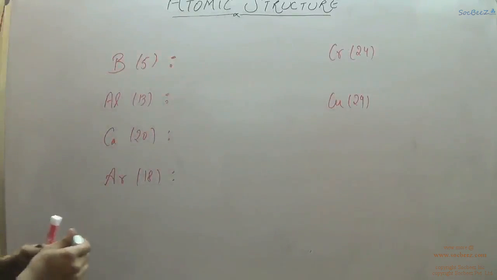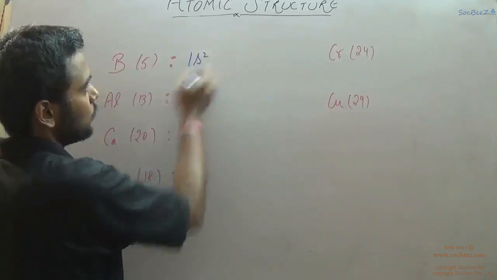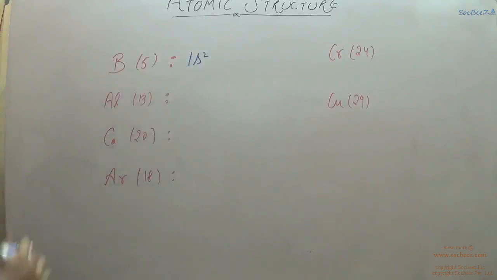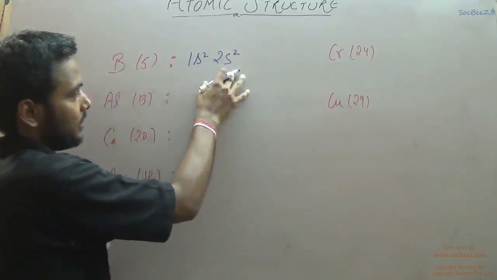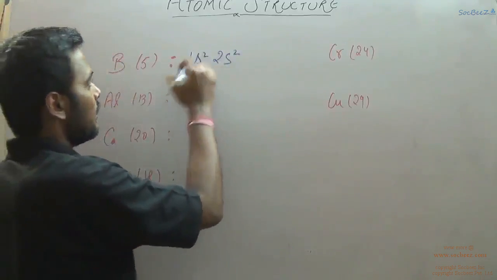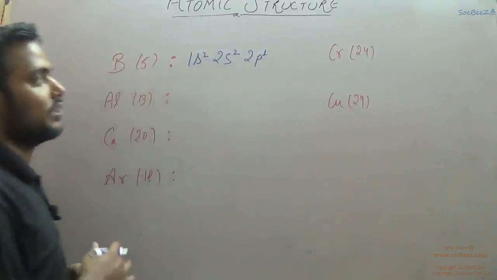So here boron, since it has 5 electrons, the first 2 electrons will go to 1s. The next 2 electrons will go to 2s. We write it like this, as we discussed in our last video. And the final electron will go to 2p, and that is only 1 electron.